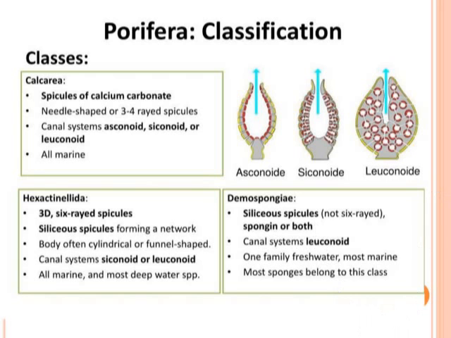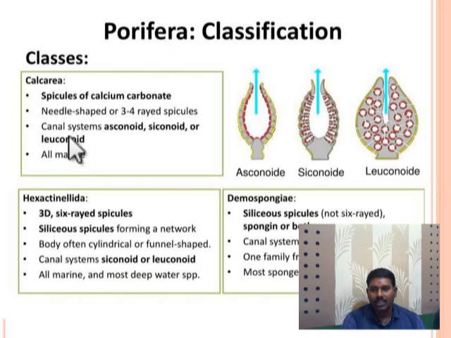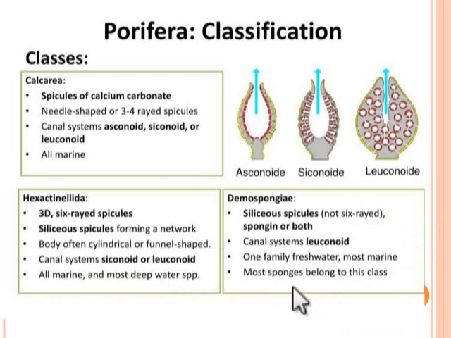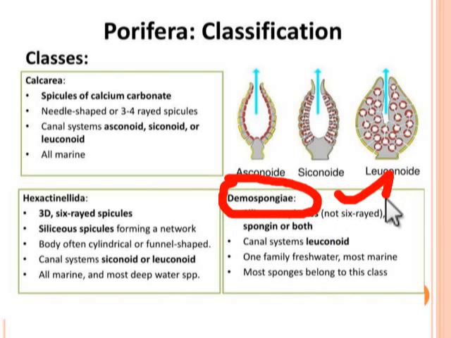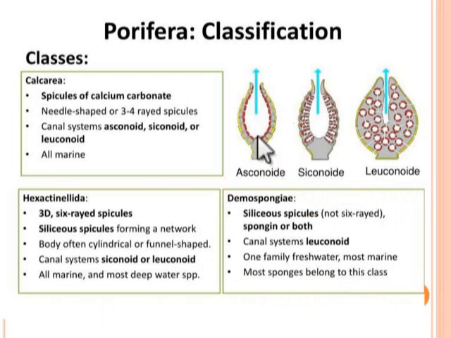What is essential? These are all marine. Here, marine, most of them deep water species also. Most sponges belong to this class. Demospongiae is a very important class where many sponges belong. Demospongiae, the very prevalent one.